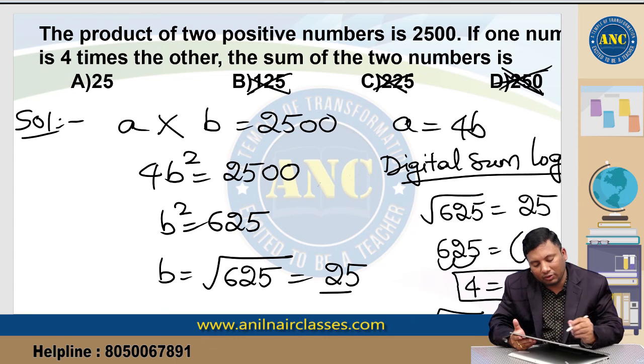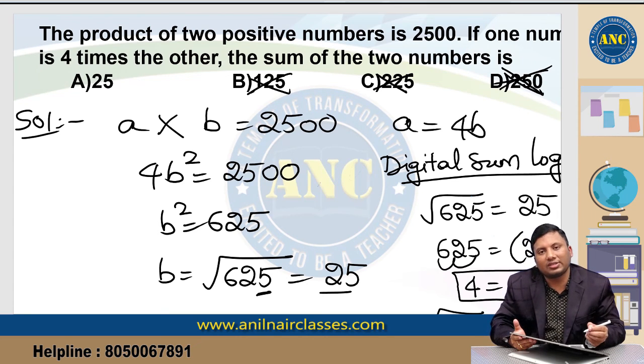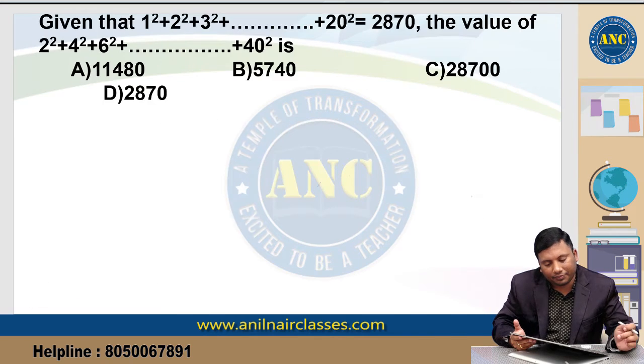Directly you can eliminate 250 because in the square root it is 5. Which number squared will give 5 at the end? 5 squared is 25. So the 0 option is eliminated.